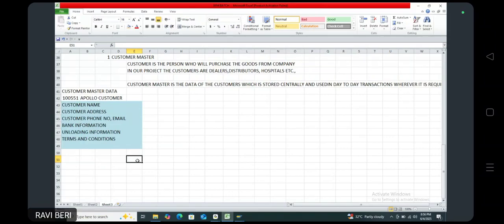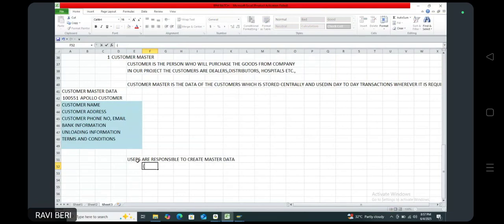So in real time, for any master data, users are responsible to create master data. We are consultants. Make a note. Users are responsible to create master data.